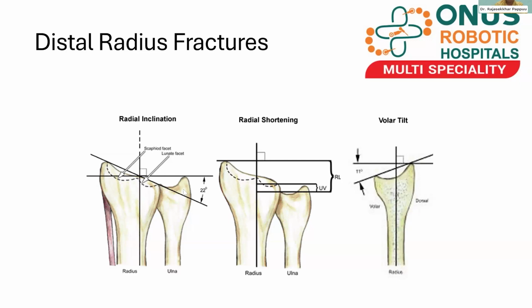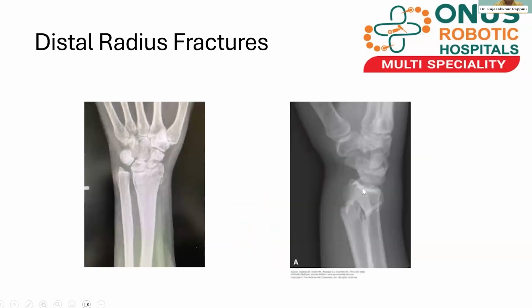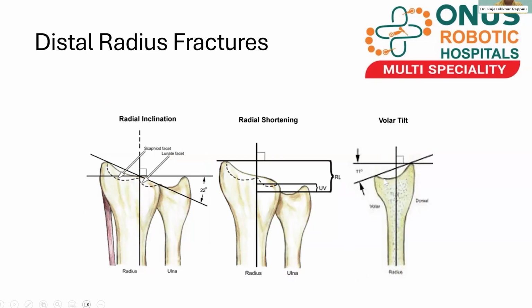Also, when you take a lateral view, your articular surface is tilted like this. It won't be straight. But in a fracture, when you see the old X-ray, it is almost straight. If you draw a line, it is tilted posteriorly, but actually it should be tilted anteriorly like this. So volar tilt should be there.